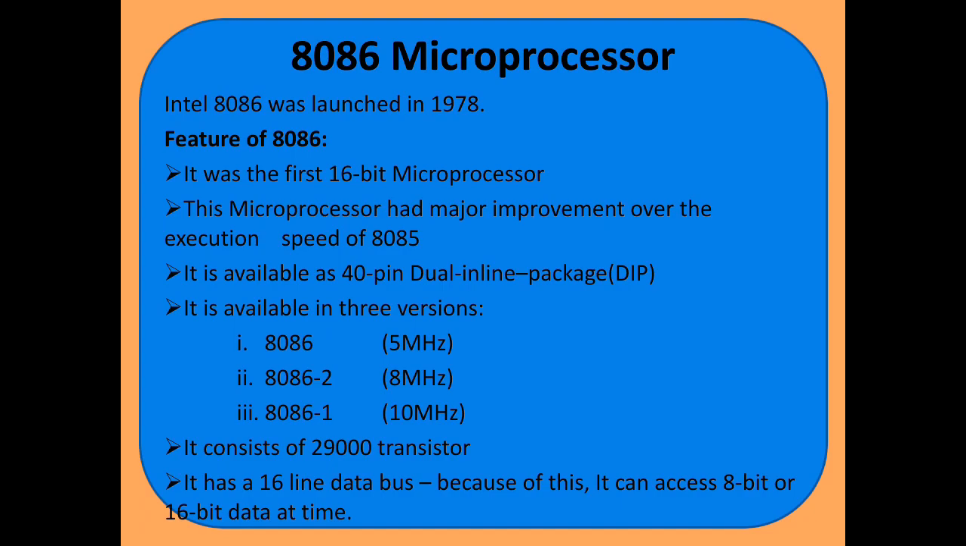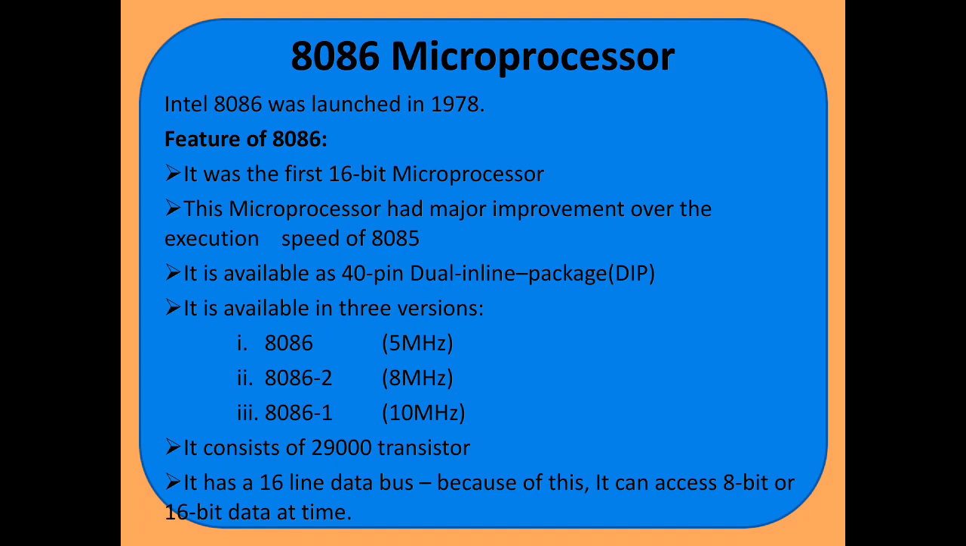Here we have 3 versions. The 3 versions operate with 3 different operating frequencies. The first is 8086, the basic version, which operates with a frequency of 5 MHz. 8086-1 operates with a frequency of 10 MHz. 8086-2 operates with a frequency of 8 MHz.